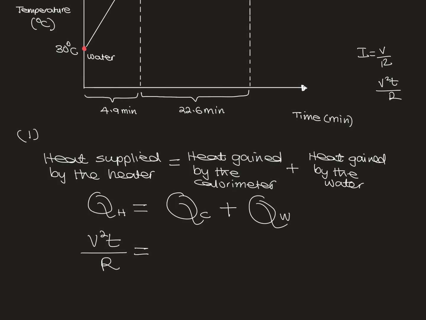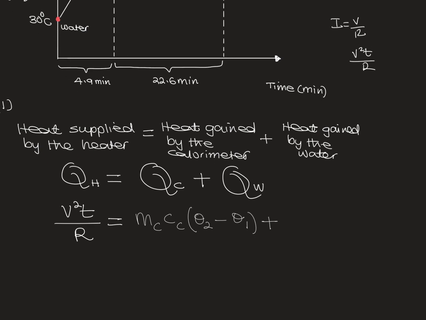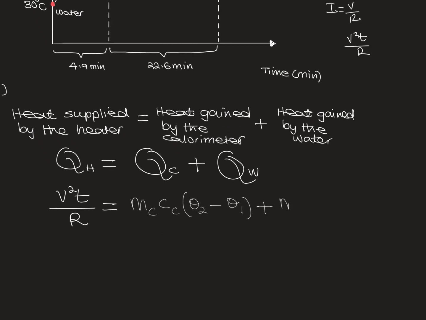This is equal to the quantity of heat gained by the calorimeter, which is going to be the mass of the calorimeter times the specific heat capacity of the calorimeter times the change in temperature. The change in temperature will be the final temperature minus the initial temperature, plus the quantity of heat gained by the water, which is the mass of the water times the specific heat capacity of the water times the change in temperature, which is also going to be theta 2 minus theta 1. So with this formula, we can know the initial mass of the water.